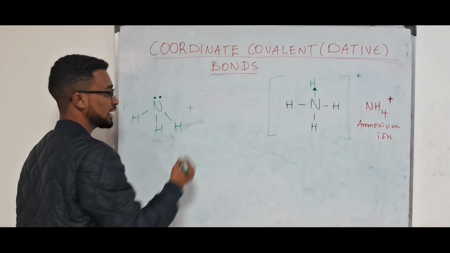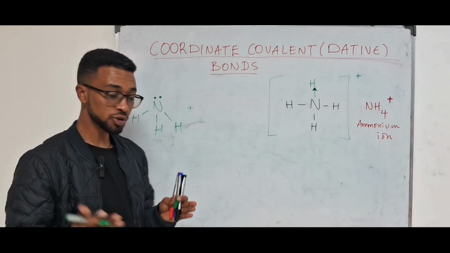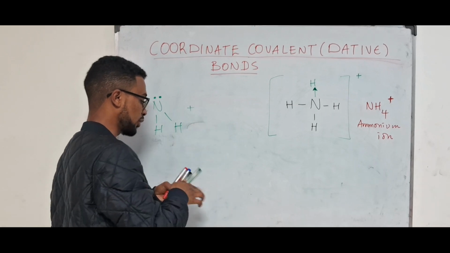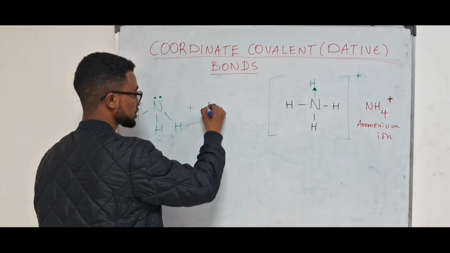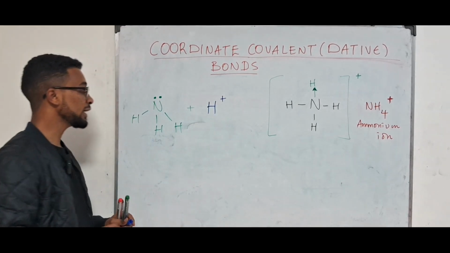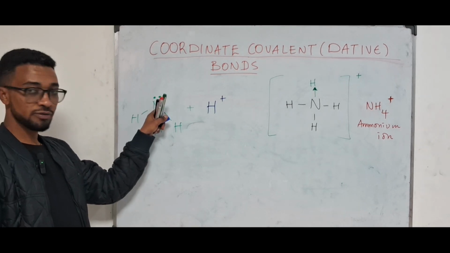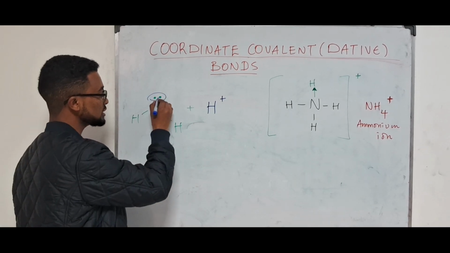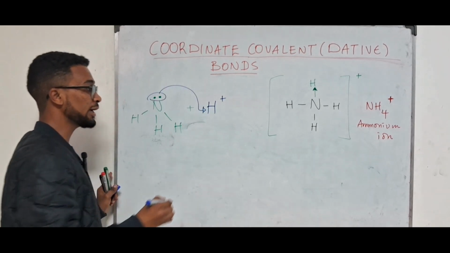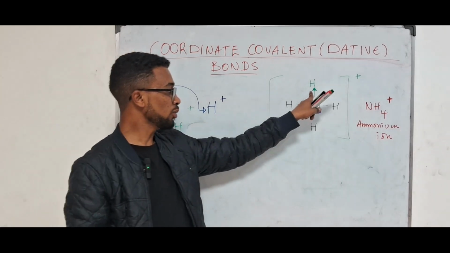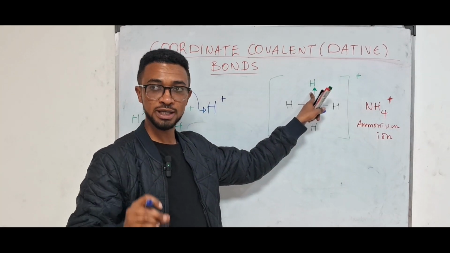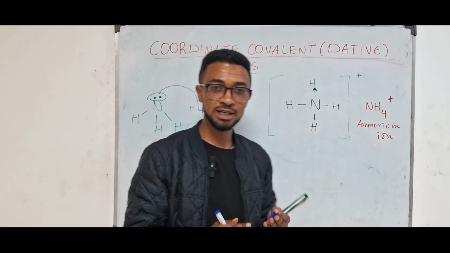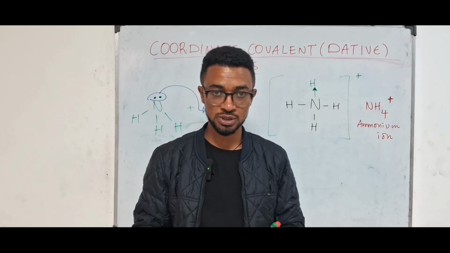When a hydrogen ion, which is just a proton, comes along ammonia, nitrogen from the ammonia will donate both of its electrons to hydrogen, forming a new bond, which is called a coordinate covalent bond. And just like that, we make coordinate covalent bonds.